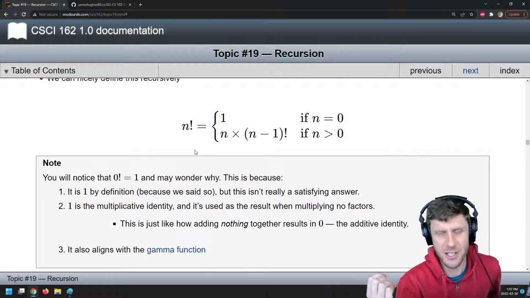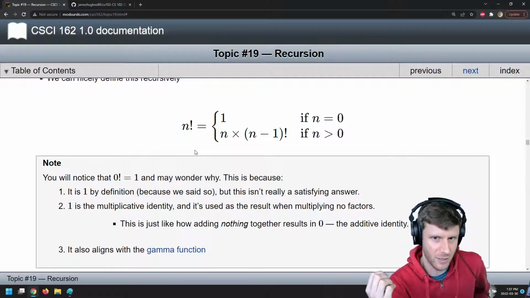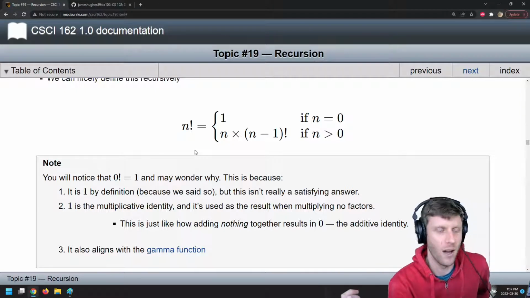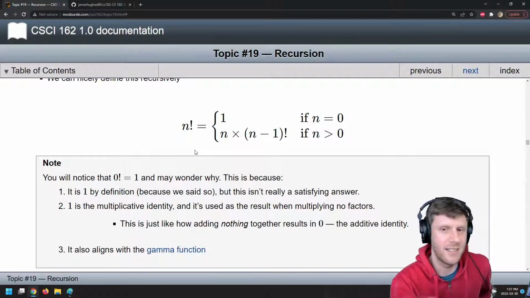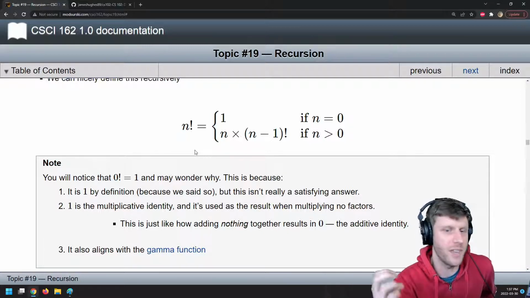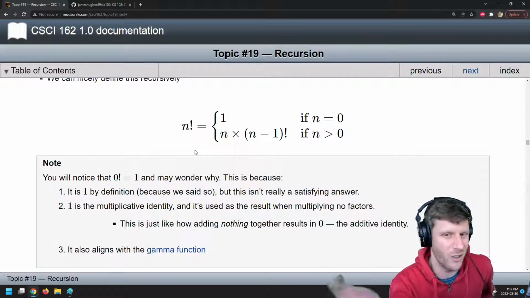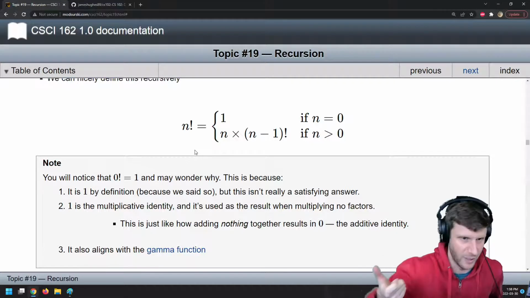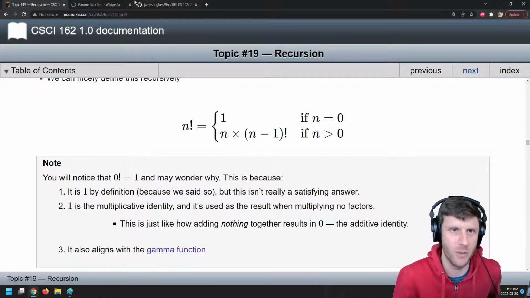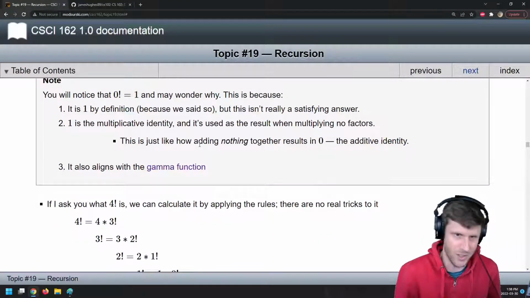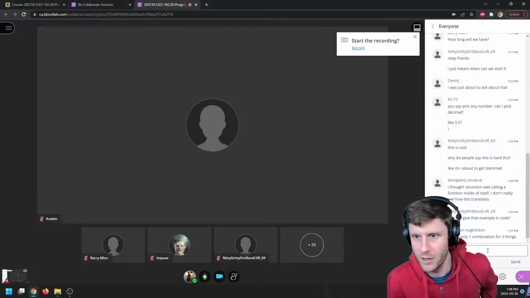So this is just like how adding nothing together results in 0, the additive identity. So if you say 1 plus 0, it doesn't alter the value at all. If you do something times 1, it doesn't alter the value at all. So it's a mechanism to just have no alteration. And it also aligns with the gamma function, which is a generalization of factorial. But we don't need to get into this because this is well outside the scope of what really matters right now.